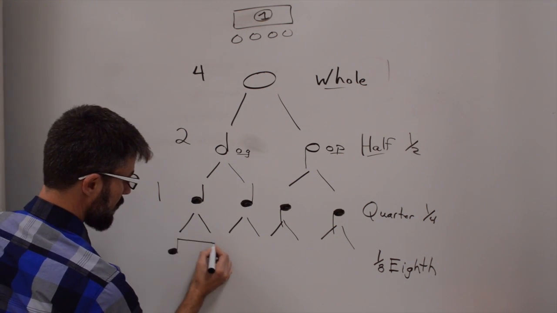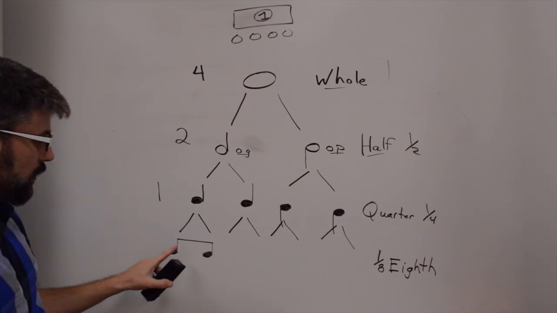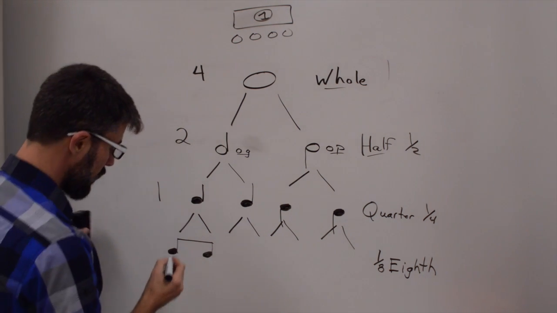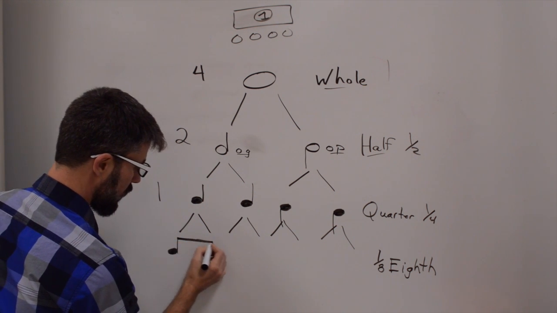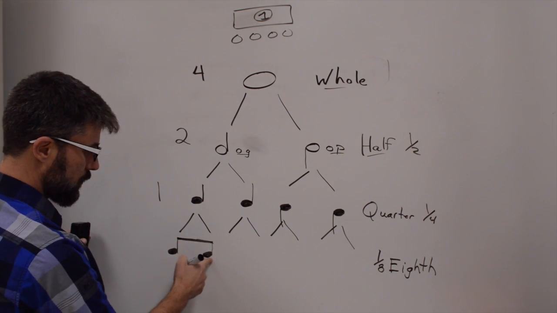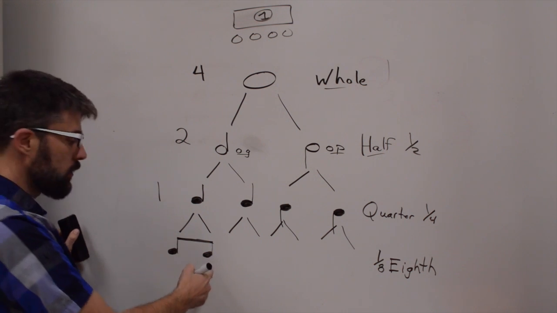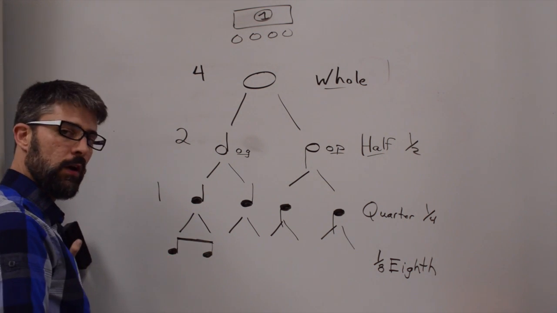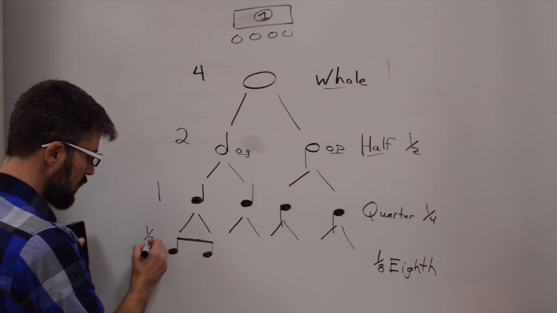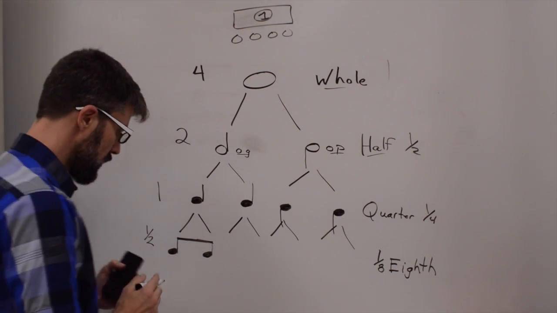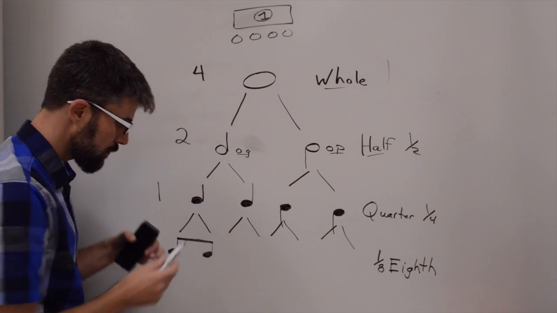They could be stem up. We have 2 of them together. We call these paired eighth notes. At the top of the stem, they have a beam that goes across and connects them. So these are 2 individual notes, but they're beamed together. We call that a pair of eighth notes. They're going to get half a beat apiece. So that means we can get 2 of these on 1 beat.